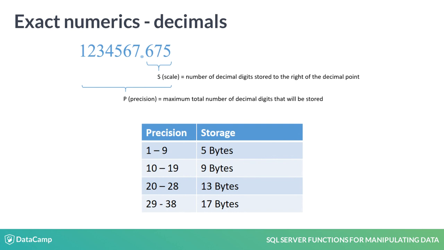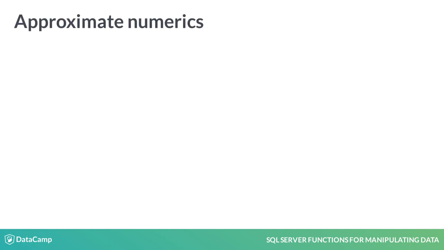Precision is an integer representing the total number of digits a number can have. The scale represents the number of decimal digits that will be stored to the right of the decimal point. You should keep in mind that your numeric data will occupy more or less storage on disk depending on the precision you set. The float and real are known as approximate data types.